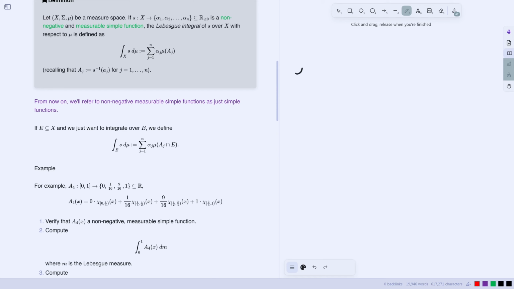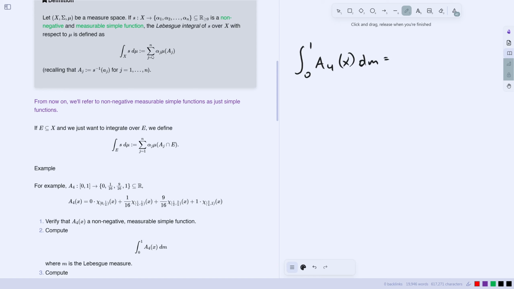Let's see. The integral from 0 to 1 of A4 of x with respect to the Lebesgue measure. The Lebesgue integral with respect to the Lebesgue measure. I know it sounds stupid, but we have to be specific. What is this going to be? Well, it's going to be a sum.